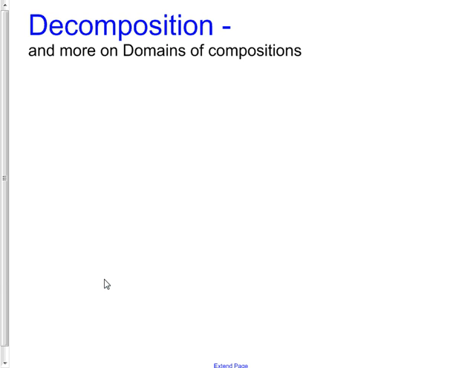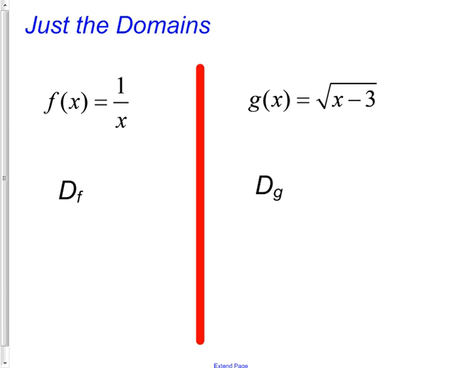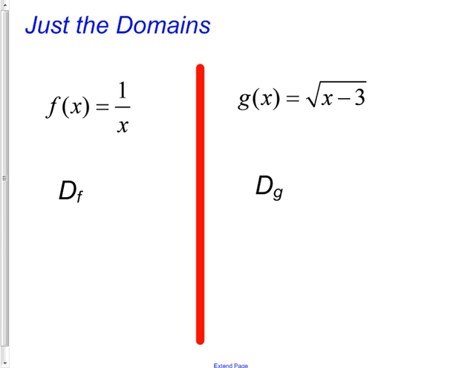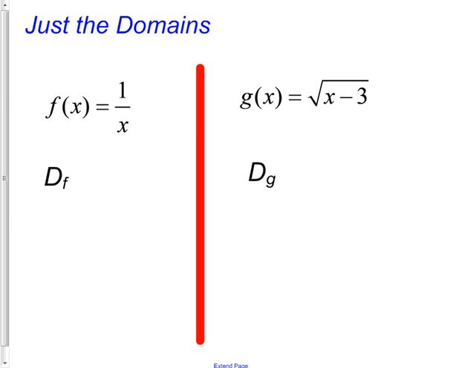All right, so we're talking about decomp today, and let's first start though with just domain kind of questions. Right now I've got f of x here and g of x, and I've got d of f. What does that stand for? The domain of f and the d of g. You should be able to figure out what d of f and d of g are. Go figure those out right away.